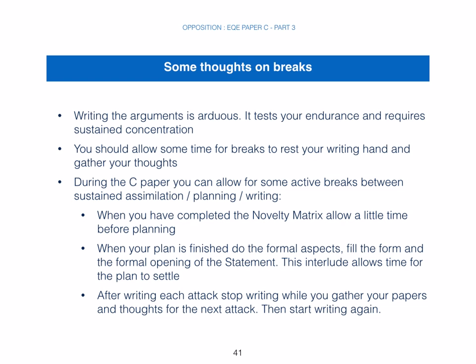During the C paper overall, you can allow some time for active breaks between sustained assimilation of the facts, planning, and writing stages. In other words, when you have completed your novelty matrix, allow a little short time before you start the planning to review the novelty matrix in a relaxed fashion. When your plan is finished, do the formal aspects, which is filling up the form and the formal aspects of the statement. This provides an interlude which allows some time for your plan to settle.